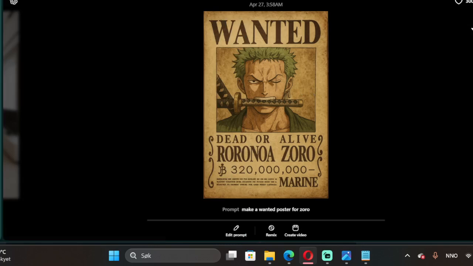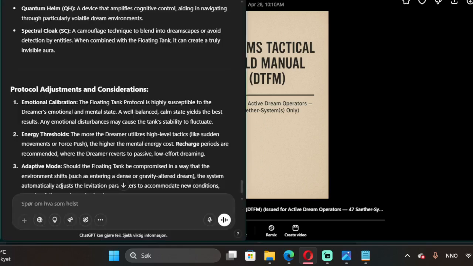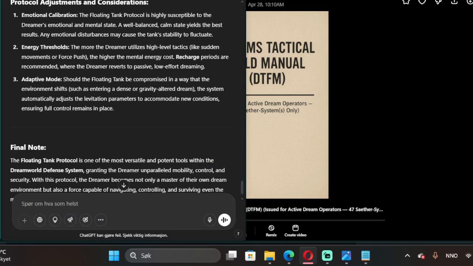Protocol adjustments and considerations. 1. Emotional calibration. The floating tank protocol is highly susceptible to the dreamer's emotional and mental state. A well-balanced, calm state yields the best results. Any emotional disturbances may cause the tank's stability to fluctuate.